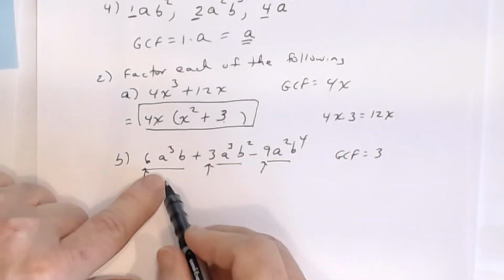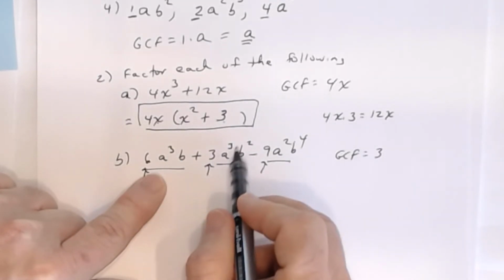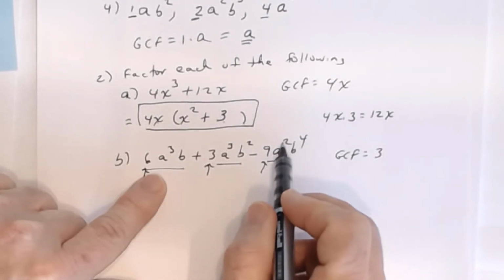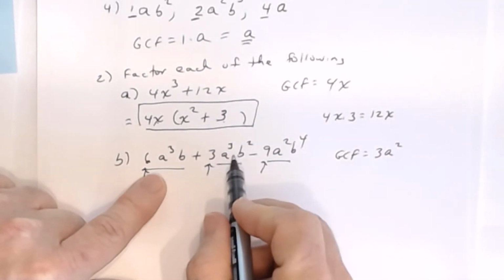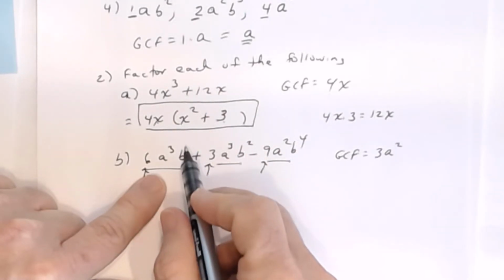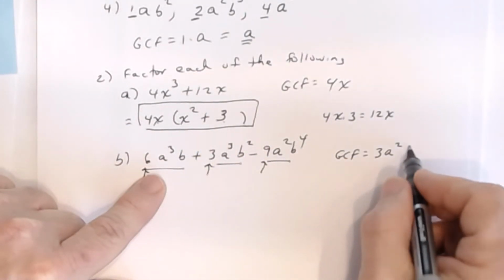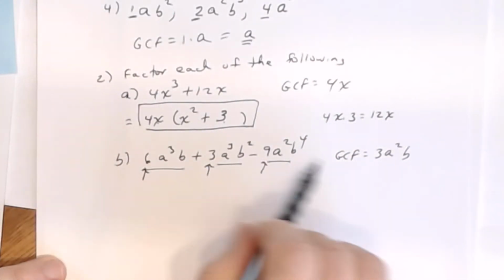Now let's go to the variables. I have a's in every term. This is cubed, this is cubed, this is squared. So you're going to need the smallest one, squared. So it'll be a squared. And you have b's in every term: b to the first, b to the second, b to the 4th. So you can use the one with the smallest exponent, b. So that's your GCF. Remember, though, it says factor, so that's not your answer.